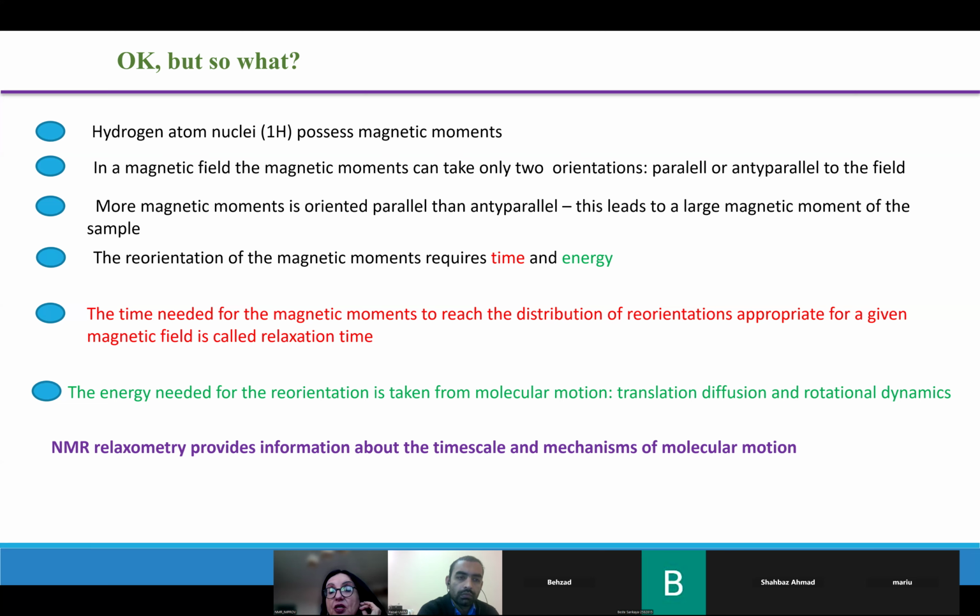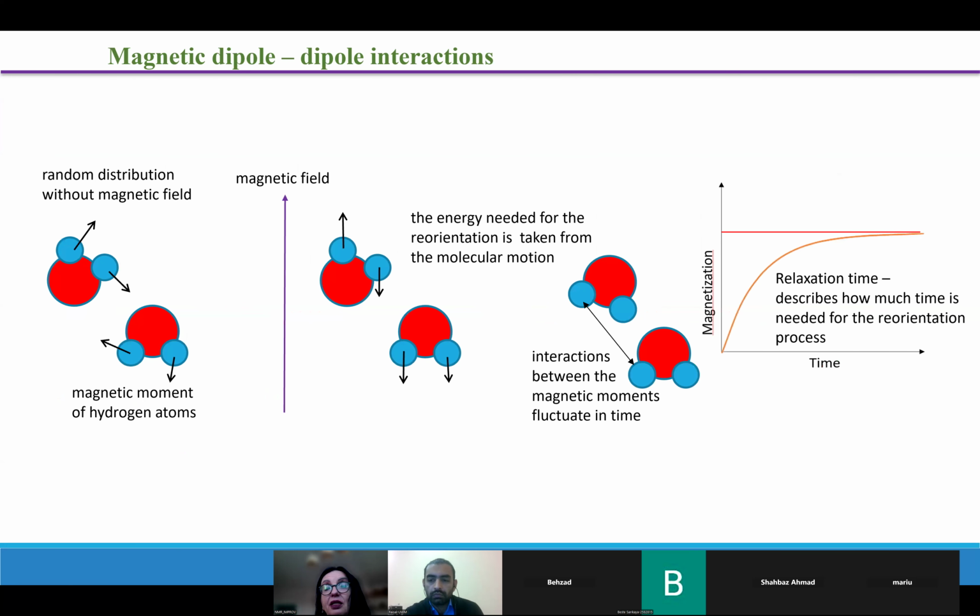About rotation, not yet. And then there is this enigmatic statement that NMR relaxometry provides information about the time scale and mechanics of molecular motion. This is not clear. We'll come back to it in a moment when I explain this, because this is exactly your question. So let me come back again to the point.